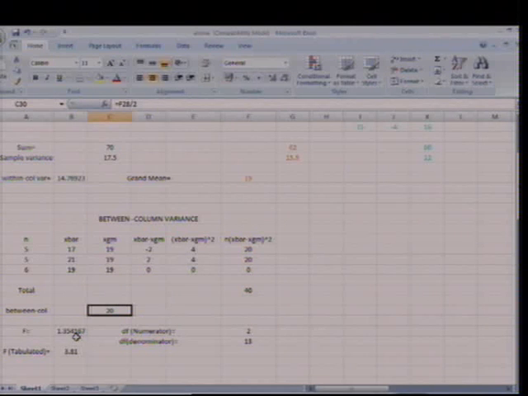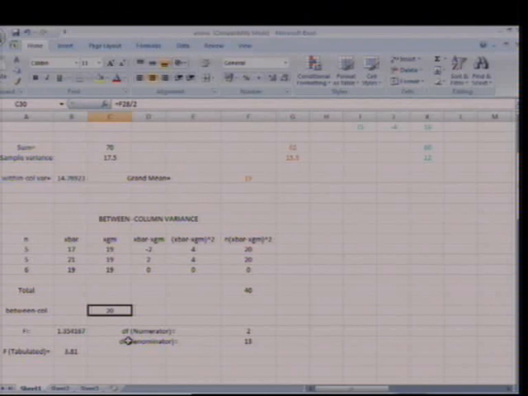So the F statistic is the between column variance divided by the within column variance. The within column variance we have got as 14.76923, and the between column variance is 20. So 20 divided by 14.76923 gives us 1.354.